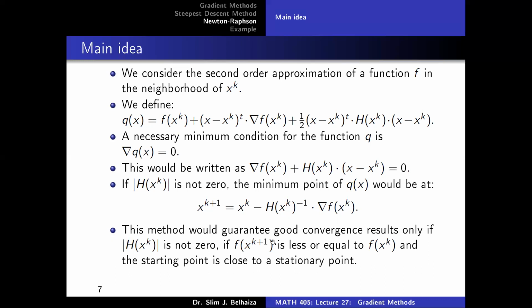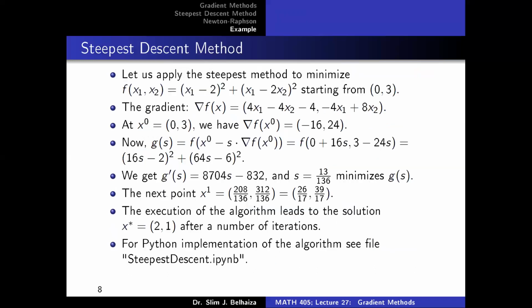I'll move on now with the presentation of the code. But first of all, let me summarize what's going to happen in the second part. The steepest descent method is applied to this example where f of x1, x2 is equal to x1 minus 2 squared plus x1 minus 2 x2 squared, starting from 0, 3. The gradient for f writes as follows: 4x1 minus 4x2 minus 4 and minus 4x1 plus 8x2.